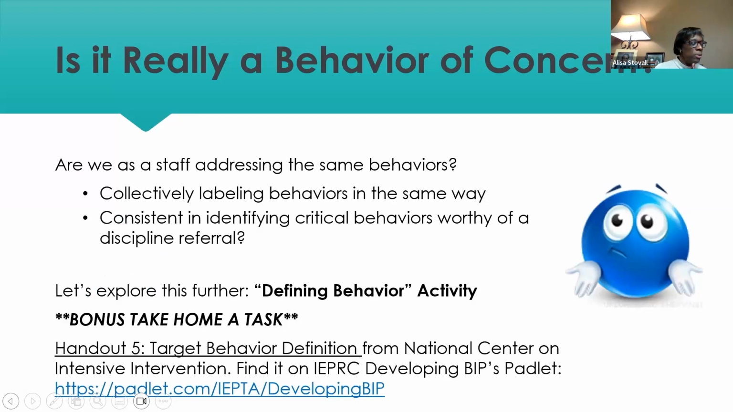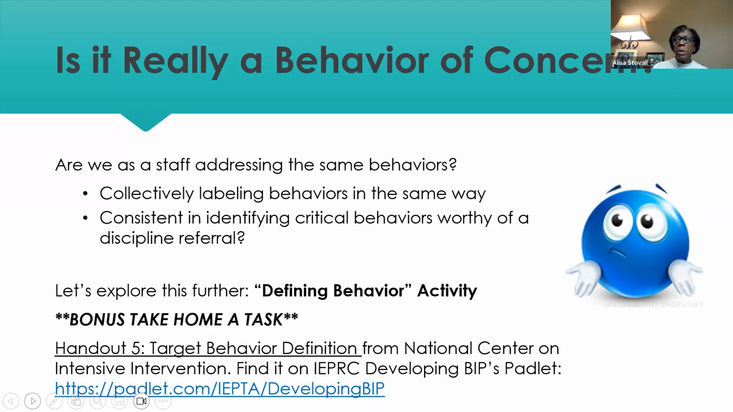There's some language around how to make a behavior definition measurable. So if we want to talk about hitting, we use the terms of observable. The behavior has to be something that can be observed, something that can be seen. It has to be measurable. We should be able to get a count or a frequency or a level of quality or time that we can use to measure that behavior. How long did it last, for example?